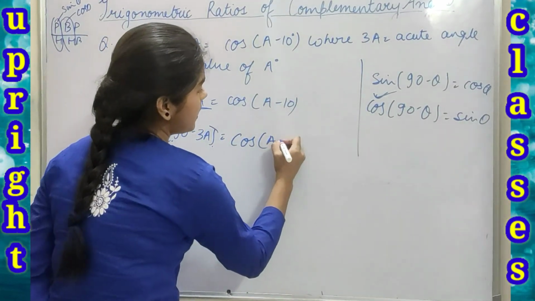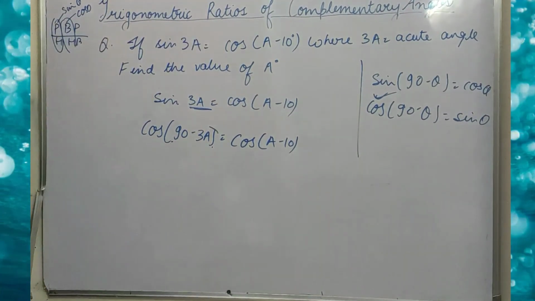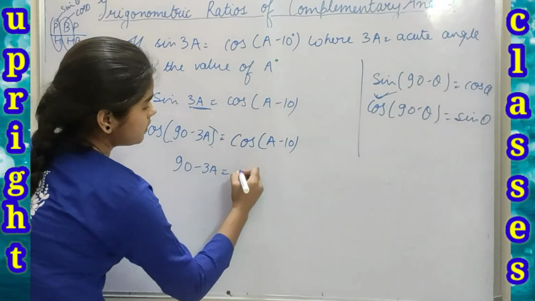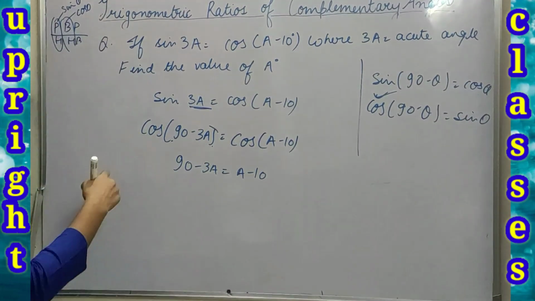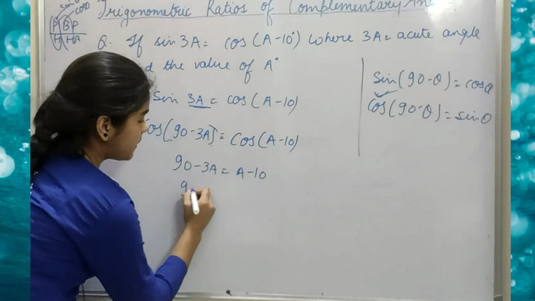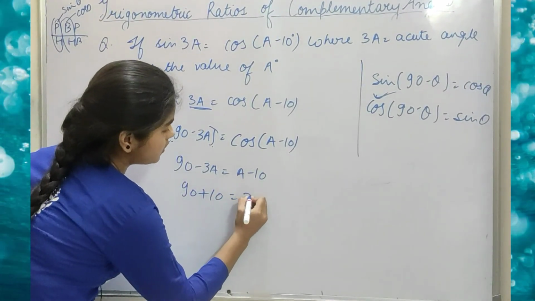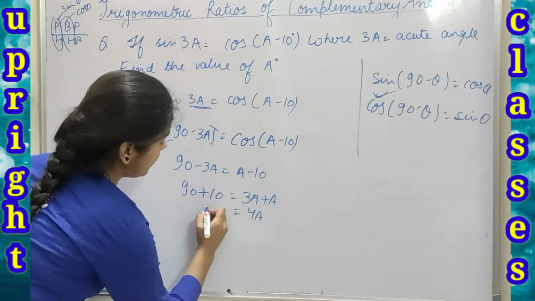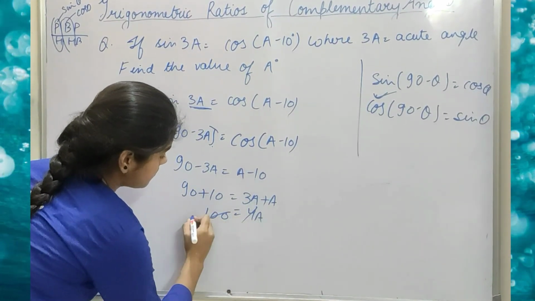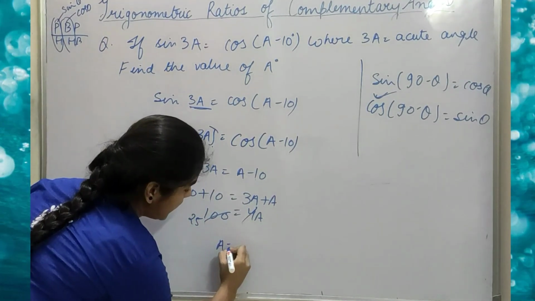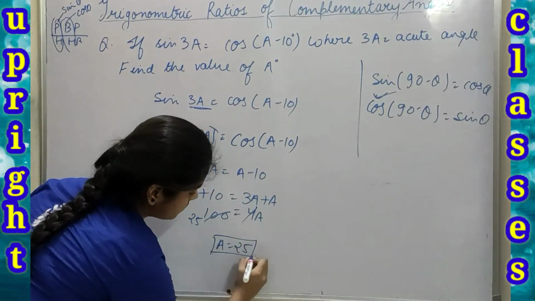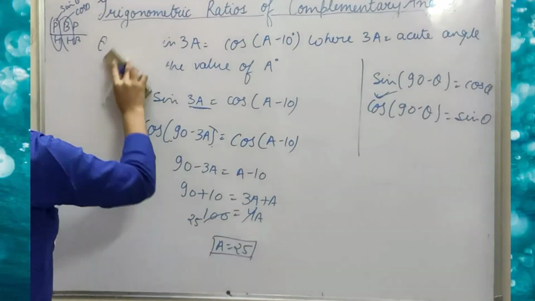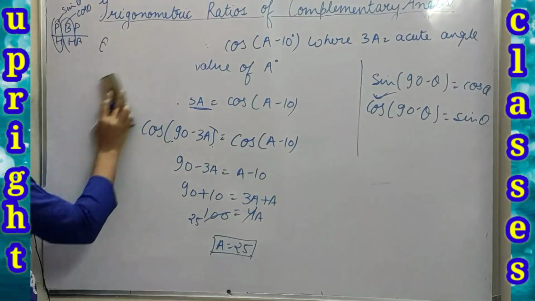Similarly, cos (A minus 10). On equating cos theta, you will get 90 minus 3A is equal to A minus 10. On solving this equation, you will get 90 plus 10 is equal to 3A plus A, which is equal to 4A, and here it will be 100. A is equal to 25 degree. Hope you all have understood this question.